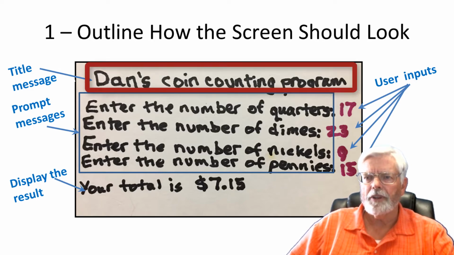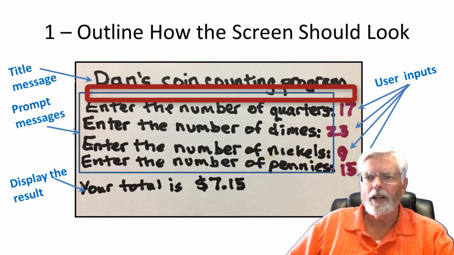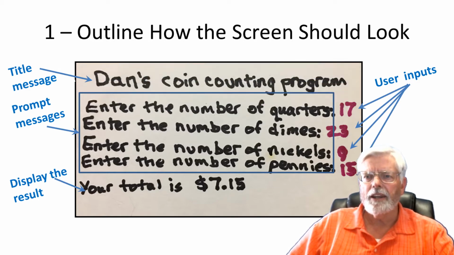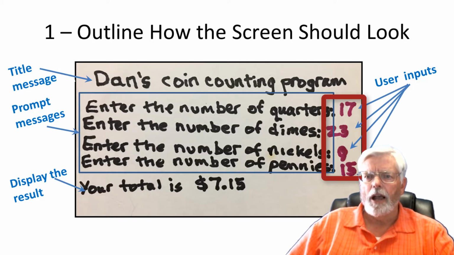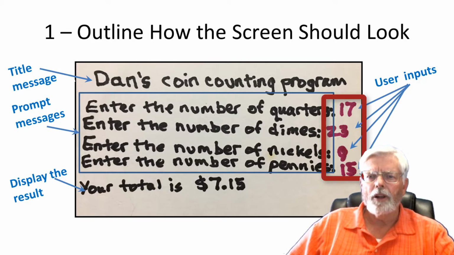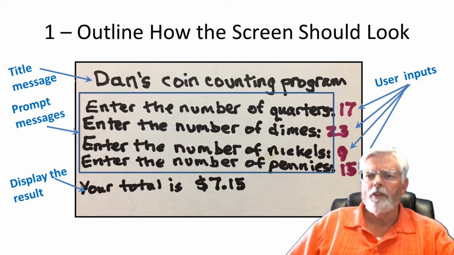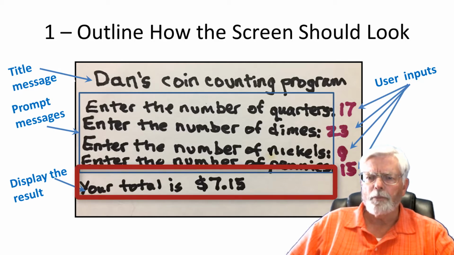Put a title on the top of the output display that identifies your name and the program, followed by a blank line. Your program does not need to display anything in colors. I'm only using red on my program outline to highlight the user inputs. These values are to be read from the keyboard when the program runs, instead of being displayed as part of the prompt messages. When all of the inputs are read, display another blank line and then the total of all the coins in dollars. Let's see how the program looks when it is run.